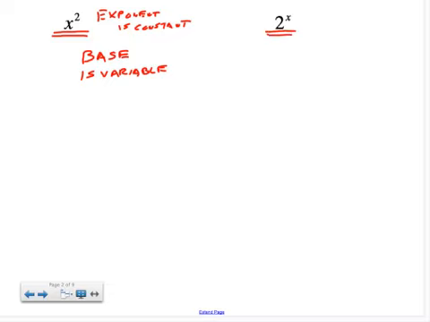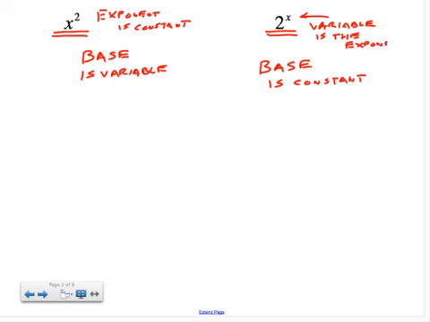In this function over here, those roles are reversed. Here, the base is constant, 2 in this case, while the variable is the exponent. So this would not have fit into our polynomial pieces. This could not be part of a polynomial. It's not x to a power, it's a number to the power of x. So this is called something different, and we call this an exponential function.